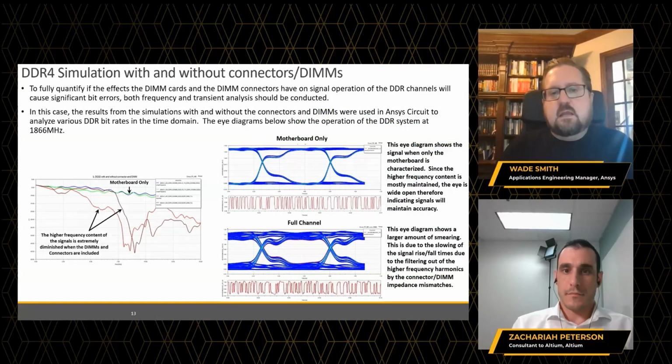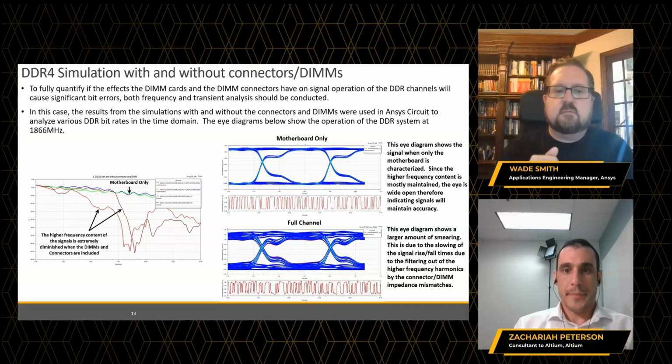Now, as can be seen here, if you look at the eye diagram, if we were just to solve the motherboard only in this case, without the DIMMs and without the connectors, we would have a pretty clean, very optimistic view of how the signals flow. But when we add the connectors and the DIMMs in, we'll see that the eye diagram starts to smear out quite a bit. And the jitter increases and we lose voltage as the signals are flowing through.